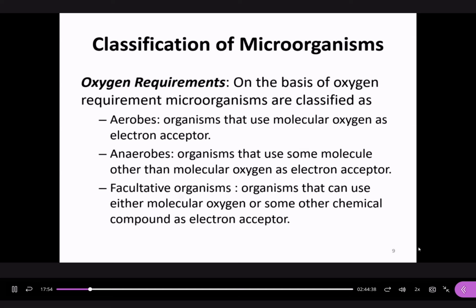And facultative organisms can use either oxygen or other electron acceptors. It depends on the environment. If you have oxygen, they prefer to utilize oxygen, but if you do not have oxygen, they can utilize other electron acceptors. So they are more adaptable.